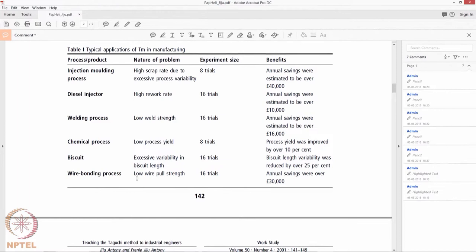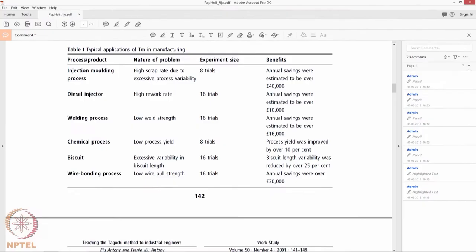So, this is biscuit, excessive variability in the biscuit length. This you cannot have, because they need to be packed, right. Even today, if you see these biscuits, they are not necessarily of the same size. There is always some tolerance. The biscuit packets are usually loose. And if you actually arrange them, they will look to be the same, but they are not of the same size always. That could be because of some process variability, and they have used only 16 trials here, and then the biscuit length variability was reduced by over 25%.